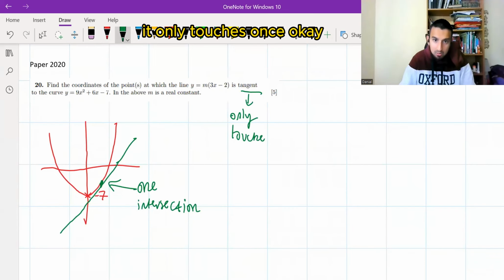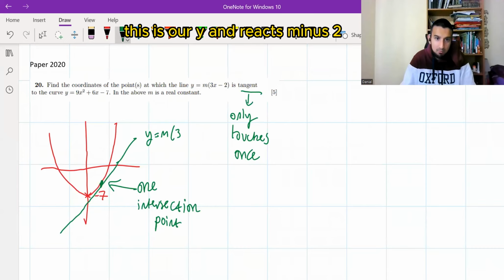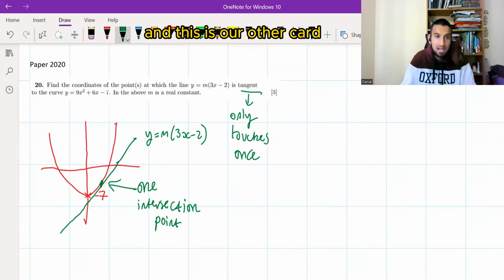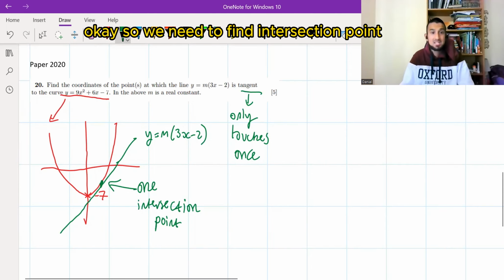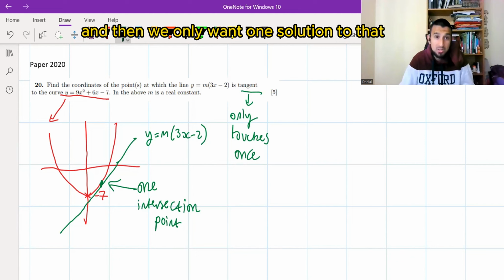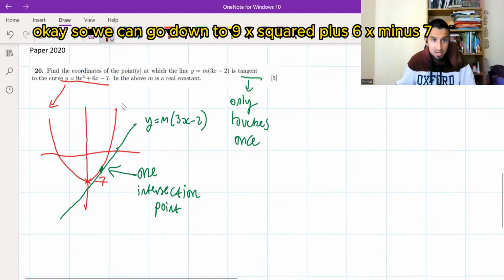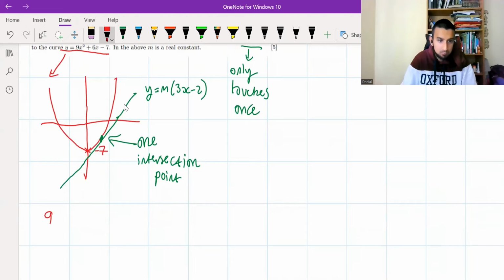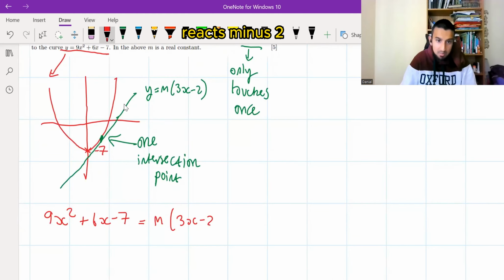It only touches once, okay? So that's one intersection point. So this is our y equals m(3x minus 2), and this is our other curve. We need to find the intersection point, and we only want one solution to that. So we can set 9x squared plus 6x minus 7 equal to m(3x minus 2).